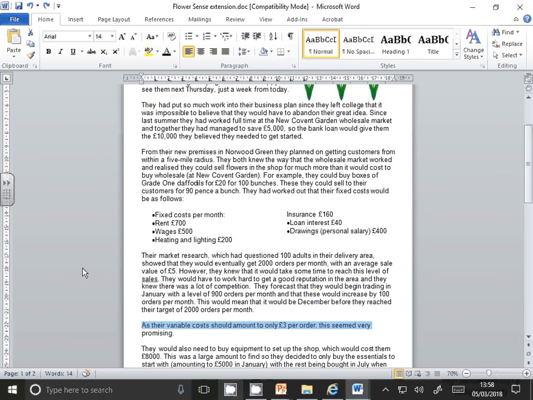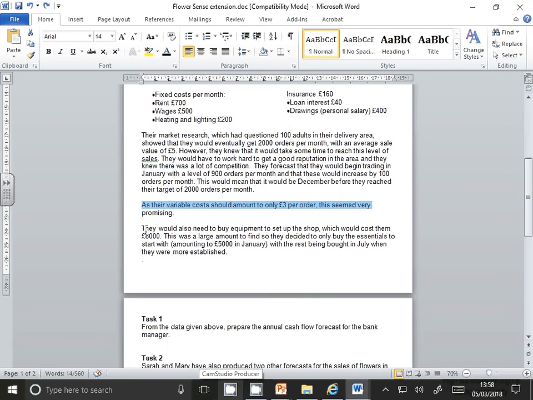Now you have to read this very carefully. It's in this paragraph here. They would also need to buy equipment for the shop, which would cost them £8,000. It's a large amount, so they decided to only buy the essentials to start with, amounting to £5,000 in January. So they're also going to be paying £5,000 in January.